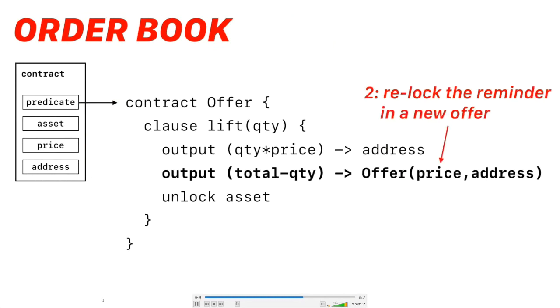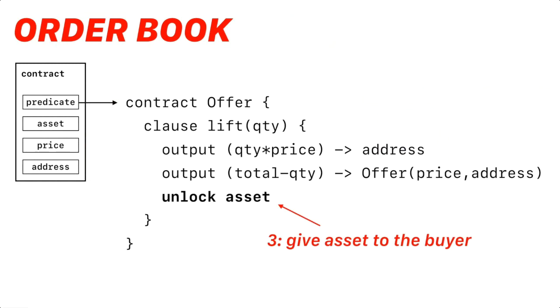Second, we compute the remainder of the asset that we need to lock back into the same instance of the contract in case it was a partial lift. And finally, the requested amount of the asset is simply unlocked in the transaction, so the author of the transaction can decide where to put it.